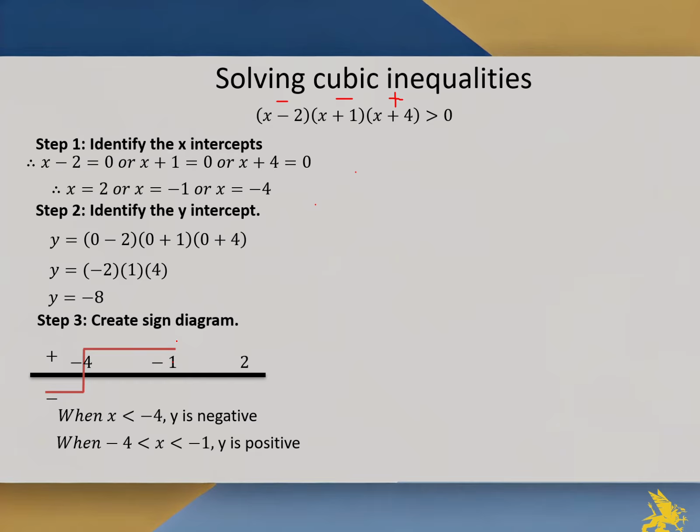Then I need to look at the next part, and it's between -1 and 2. So again, I'm just going to pick 0. So 0 take away 2 is negative. 0 plus 1 is positive, and 0 plus 4 is positive. So that will give me a negative. And I can do the next one and it'll just give me a positive.